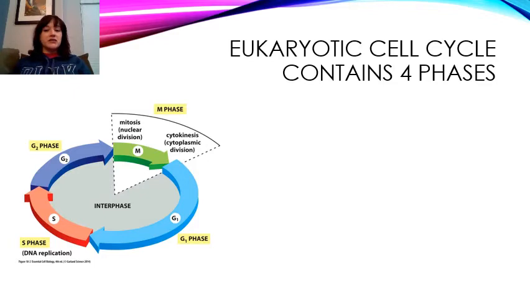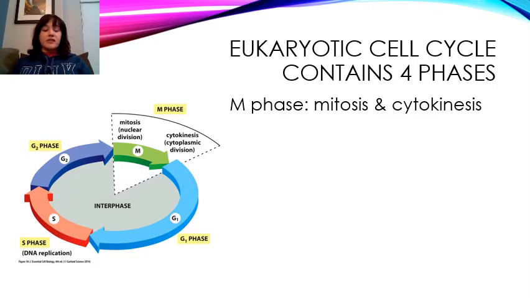Now, as a reminder, eukaryotic cell cycles consist of 4 phases. We have G1, S, G2, and M phase. M phase involves mitosis, which is the literal division of the DNA, and cytokinesis, which is division of the cytoplasm. Cytoplasm. Kinesis, movement.